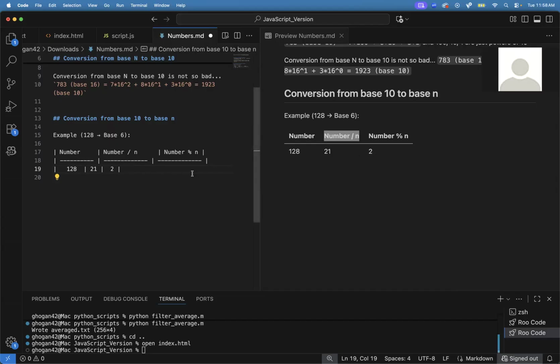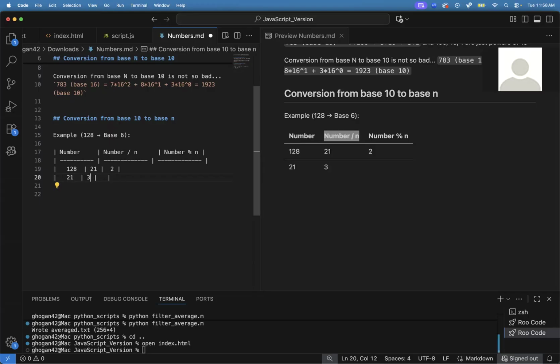Then you go down to the next row, and in the next row, the number that's here moves down to here. So we get rid of that 128 and put a 21 there. And now we have to recalculate the other two columns. So we have 21 here, and then we need to do 21 divided by 6. Now, thankfully, 21 divided by 6 is pretty easy. 21 divided by 6 is going to be 3, right?